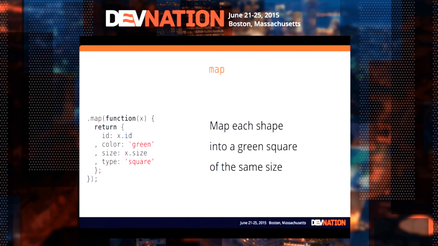So the idea of a map is when we have a collection, we want to iterate over every object in the collection and return a new object, usually based on that initial object. So in our examples, we're going to go over all our shape objects in the collection, and we're going to return a new object that's going to have the same ID. It's going to be the color green. It's going to be the same size, and it's going to be a square shape. Right? So pretty trivial. We should all be familiar with how map works.